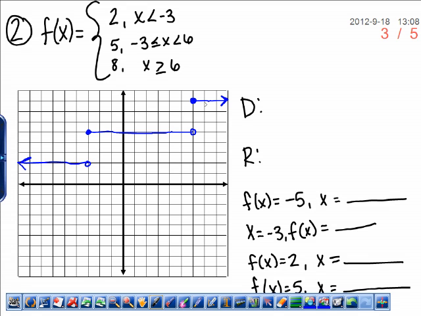Okay? Is this a function? Yes. Is this a continuous or a discontinuous function? Discontinuous. Good. Now, just because the examples that we're looking at happen to be discontinuous, piecewise functions can be continuous. Okay? They can match up right next to each other. All right? What is the domain of this function? Good. What is the range? 2, 5, and 8. And what do I put around them? Squiggly brackets.